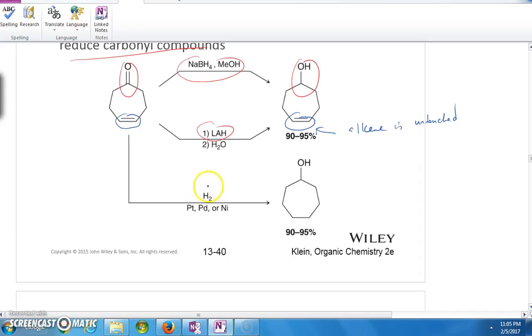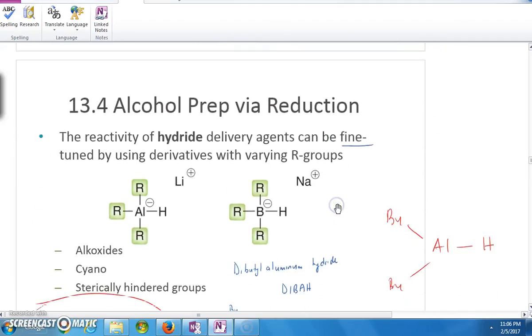But in the case if you use hydrogen over palladium or platinum or nickel, you find that it will reduce the alkene as well. So here the alkene is reduced, meaning that this reagent is less selective. This is a less selective reagent. This is more selective. So selectivity is very important to us as chemists.